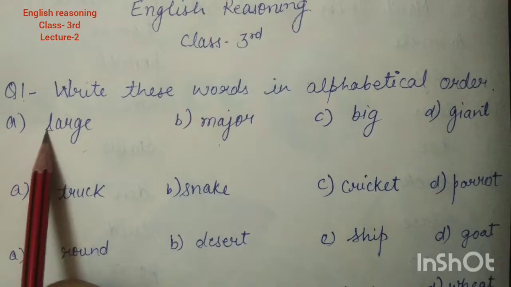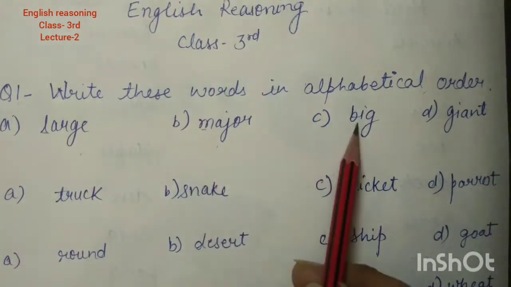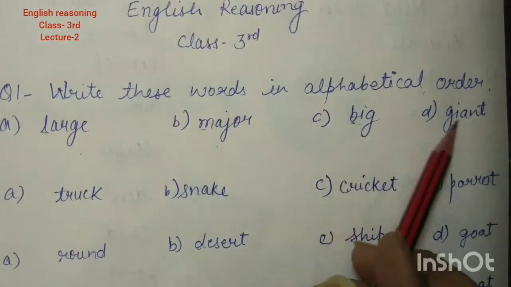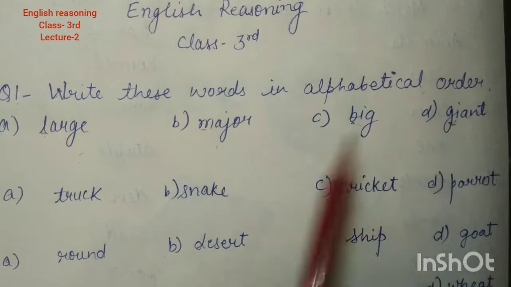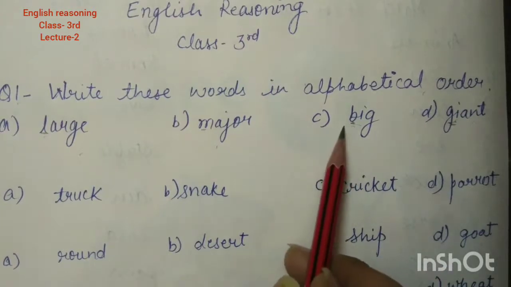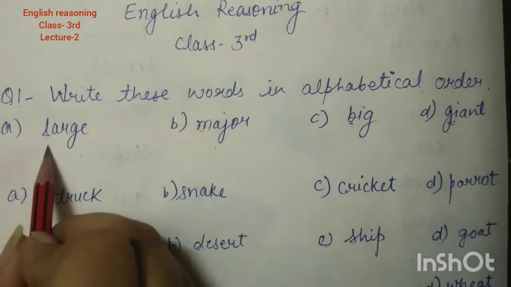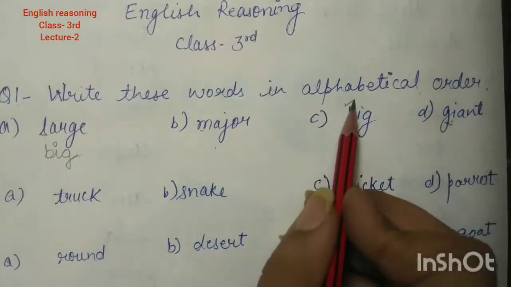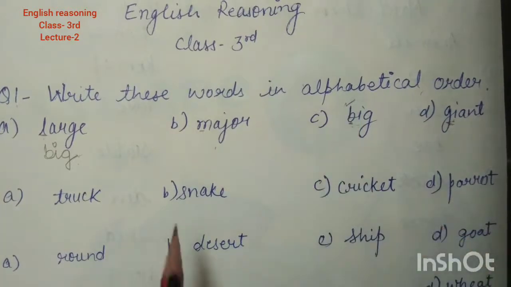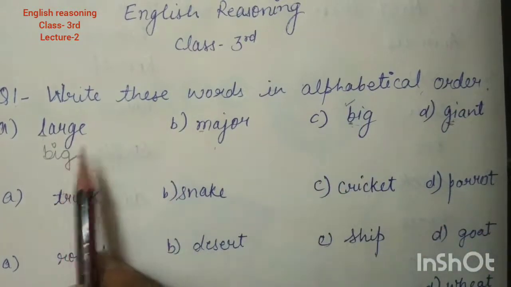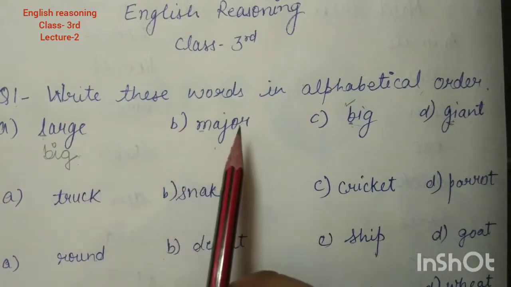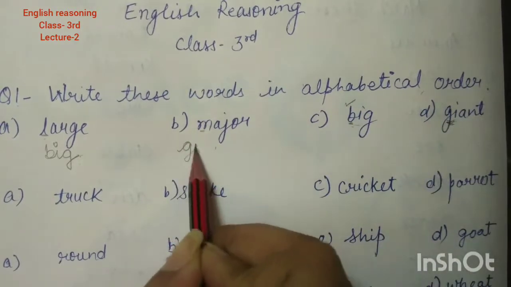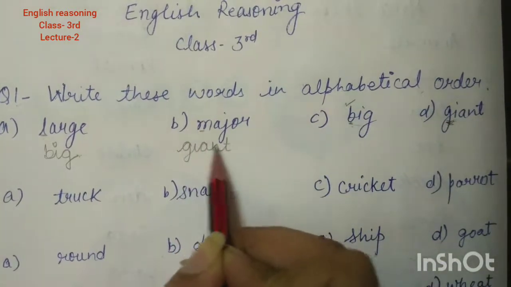We have to see the first letter of each word. L, N, B, G. We all know that B comes first in alphabets. So we have to write here big. B for big. When it is done, we have to tick it. And then B, after B, C, D, E, F, G. G for giant. Giant means बहुत बड़ा.